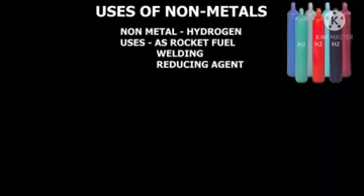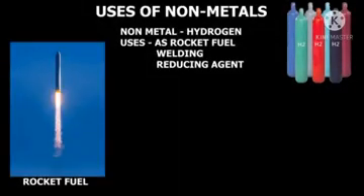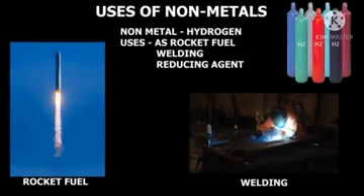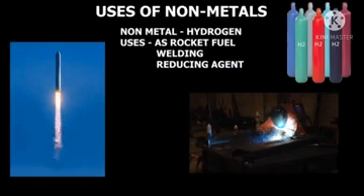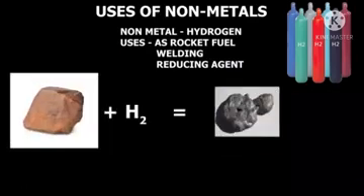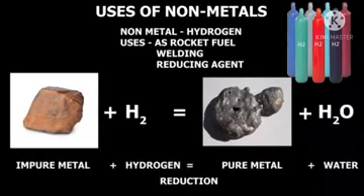Hydrogen is used as a rocket fuel and hydrogen flame is used for cutting and welding purposes, as well as a reducing agent. Reduction is the process by which pure metals are obtained in a chemical reaction.